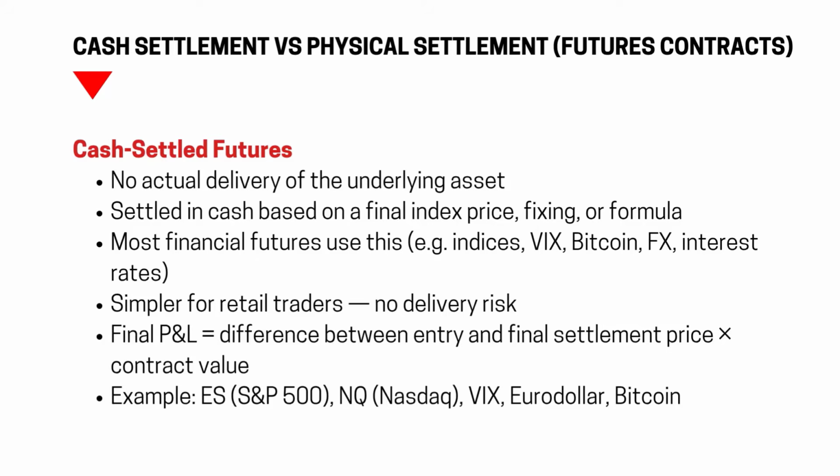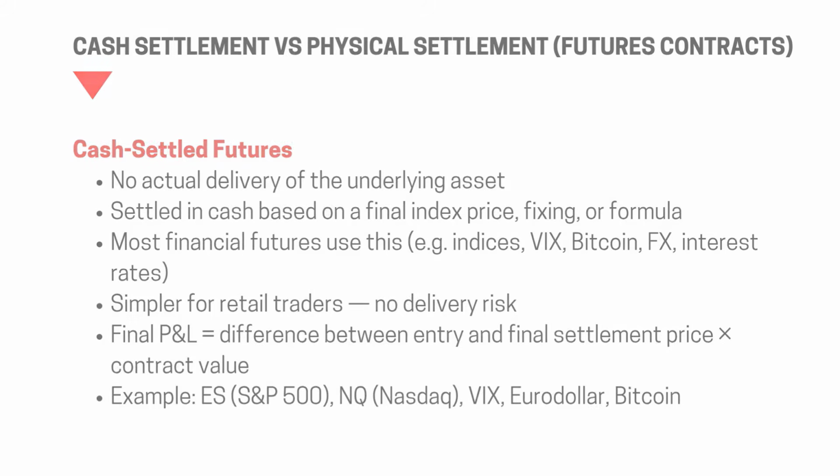Basically much simpler for retail traders because you don't get the delivery risk like you do on a physical futures contract. And the final P&L is the difference between the entry and the final settlement price times the contract value. Some examples of cash settled futures: the S&P 500, Nasdaq, VIX, Euro, Dollar and Bitcoin.